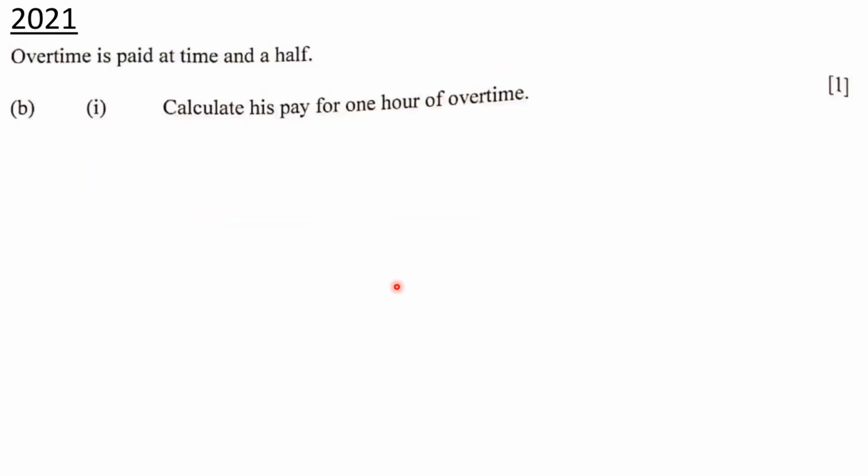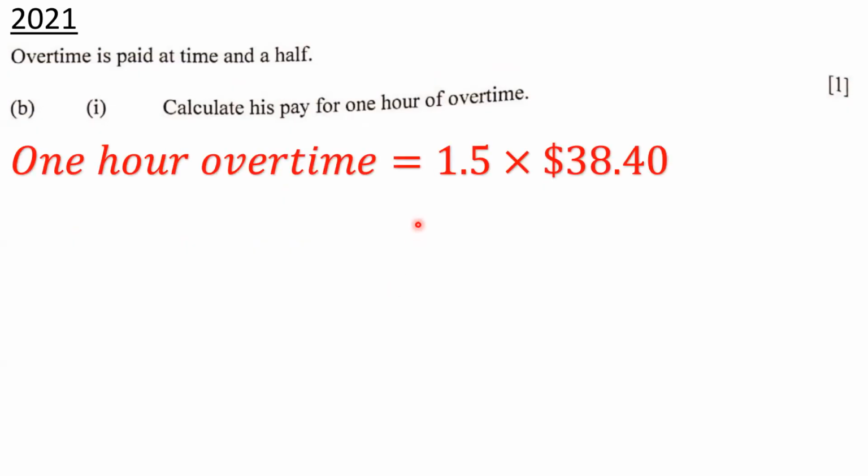Now let's move on to the next question. It says that overtime is paid at time and a half. Calculate his pay for 1 hour of overtime. If we want to figure this pay for 1 hour overtime, we have to take his hourly rate and multiply it by 1.5. Why 1.5? It's 1.5 because they said time and a half, and time and a half means we have to multiply by 1.5. If they said double time, then we'd have to multiply by 2. But because they said time and a half, we're going to multiply it by 1.5.